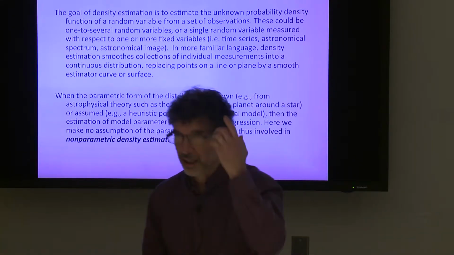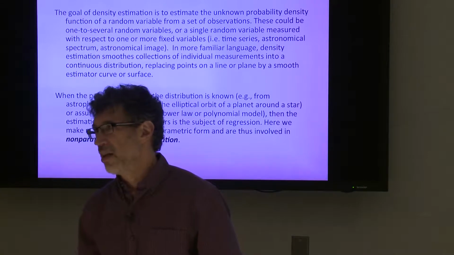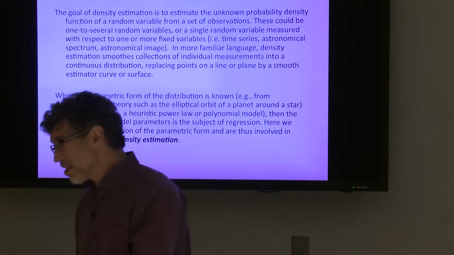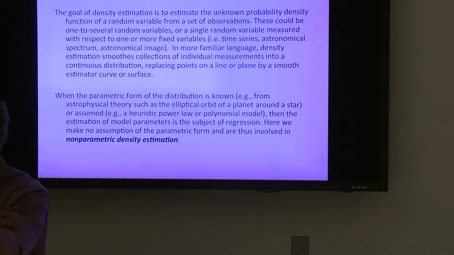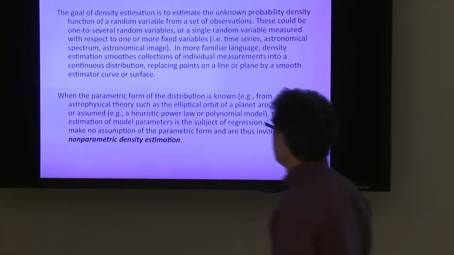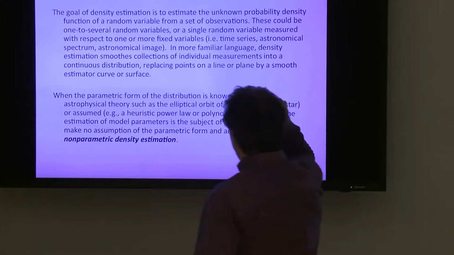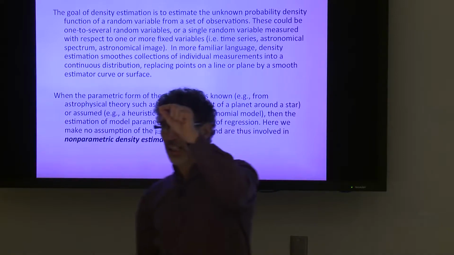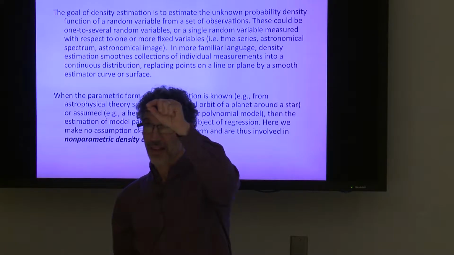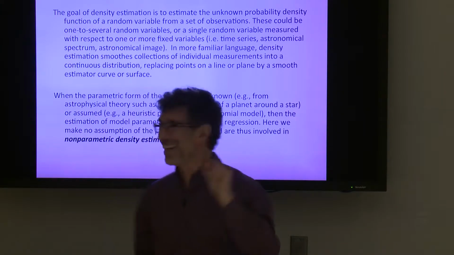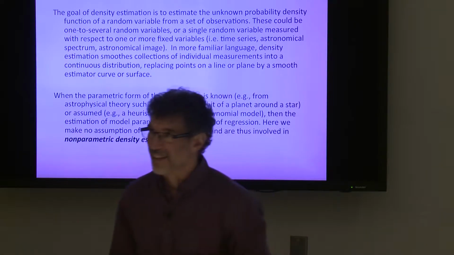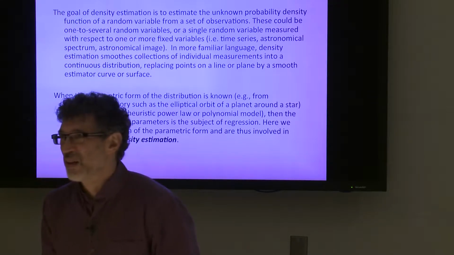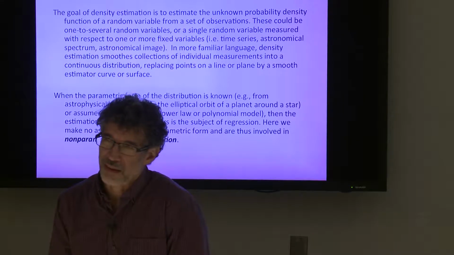An example being, okay, let's take planets. The masses of the planets, the ellipticity of their orbit, the radius of their orbit, those are random variables, okay? So it could be smoothing a distribution of random variables, a collection of random variables. Or you could measure a single quantity, call it brightness, let's say, as a function of a fixed variable. For instance, time. So time is not a random variable.